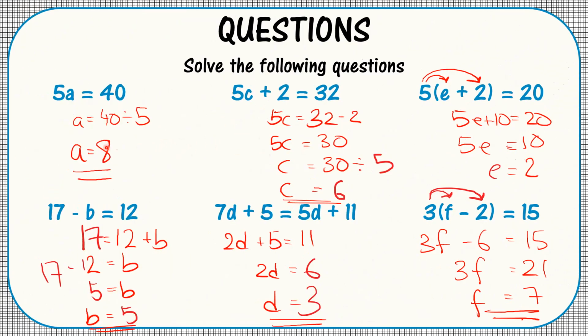Hopefully you had a chance to attempt a few of the questions. Let's go through them. So 5a is equal to 40. What we want to get rid of is this 5. The opposite of timesing by 5 is dividing by 5. So a is equal to 40 divided by 5. a is equal to 8.